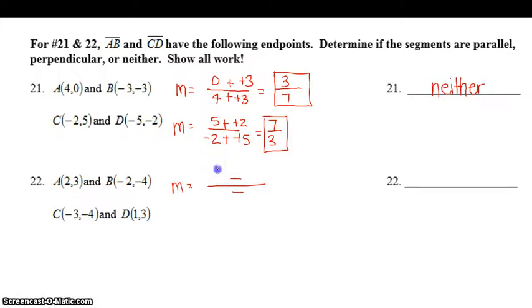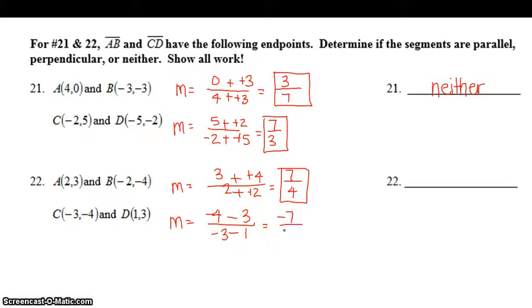So then that's going to be 3 minus negative 4. So then I have to go 2 minus negative 2. So that's 3 plus 4 is 7. 2 plus 2 is 4, so I've got 7/4 there. Slope of the bottom one, I'll do negative 4 minus 3. Negative 3 minus 1. So that's what? Negative 7 over negative 4. Negative divided by negative is a positive 7/4. So this would be parallel because the slopes are exactly the same.